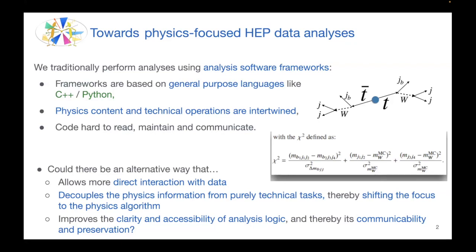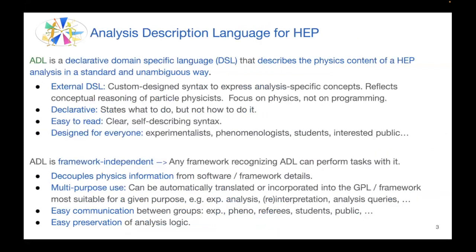We wanted to find an alternative that would decouple physics from the technicalities and bring some clarity and accessibility to the analysis logic. We tried to invent this analysis description language as a domain-specific language. We wanted to have an external DSL, not dependent on any other language. We wanted to have a declarative one. We wanted easiness for reading and understanding, and we tried to design it for everybody. But of course, we are all physicists, so we did as much as we could.